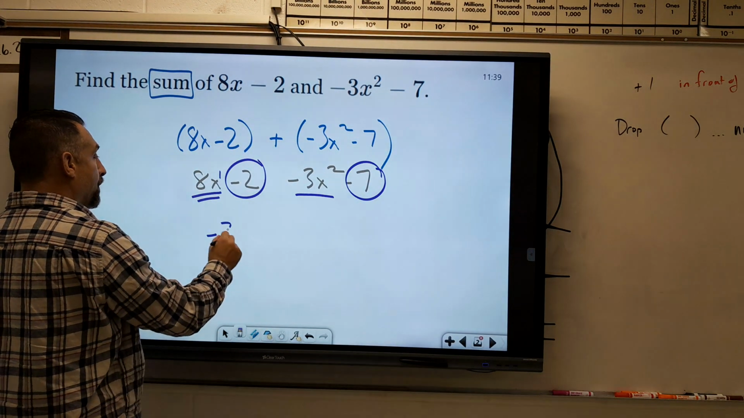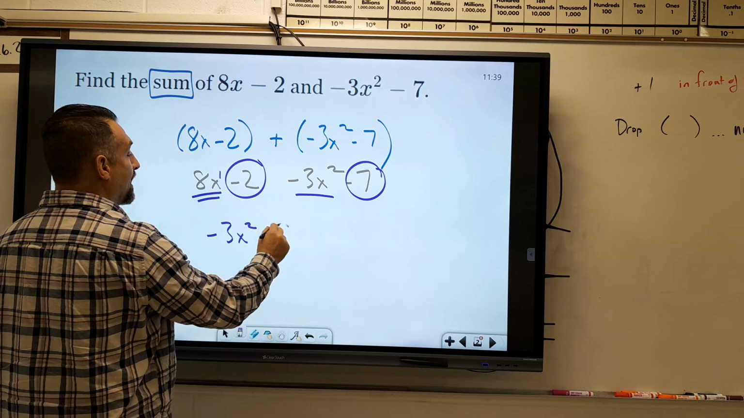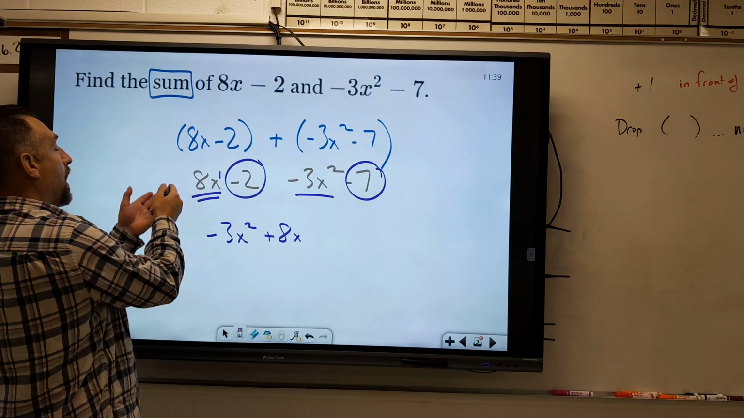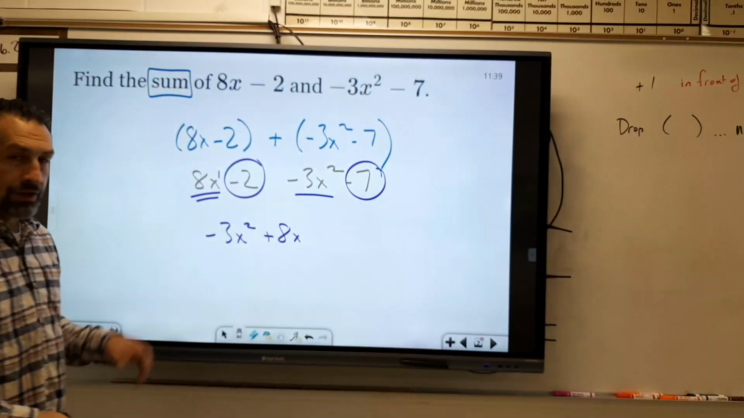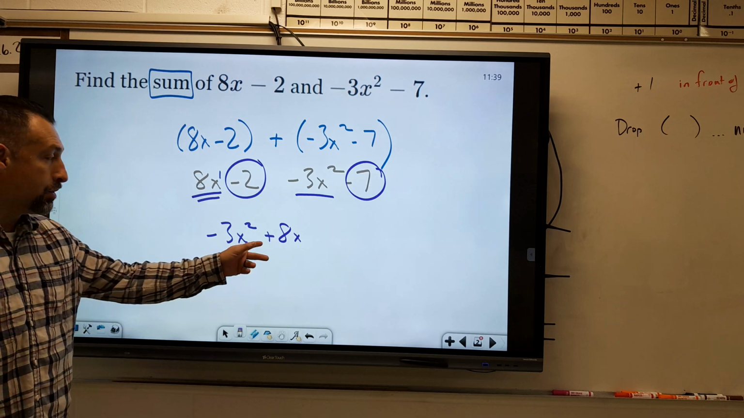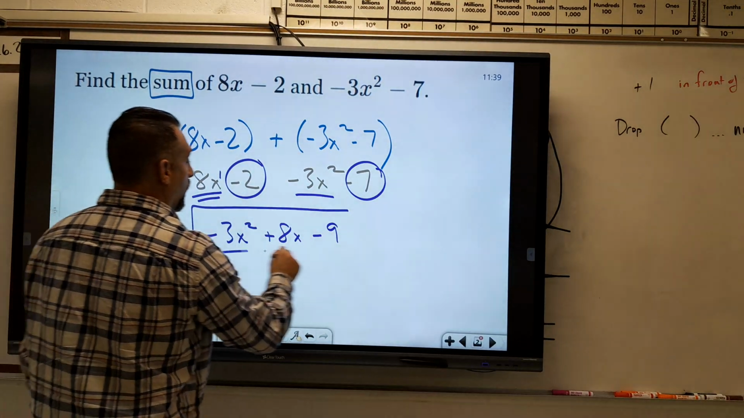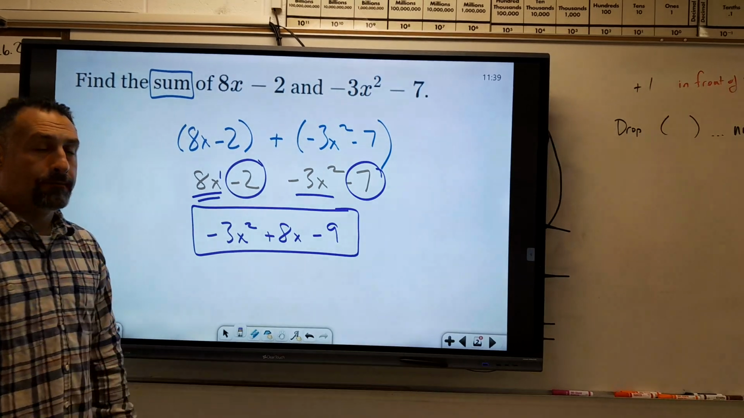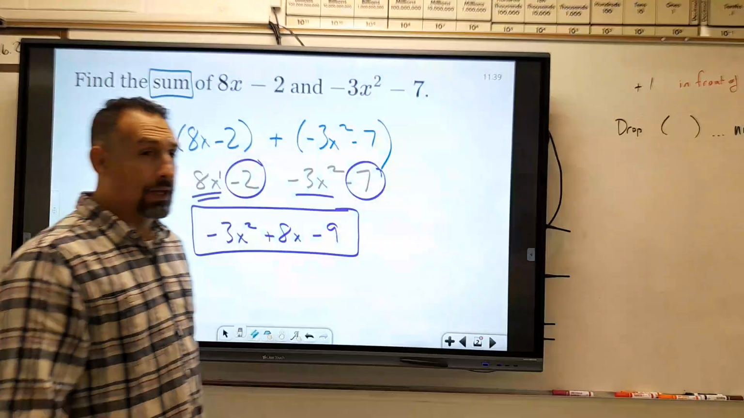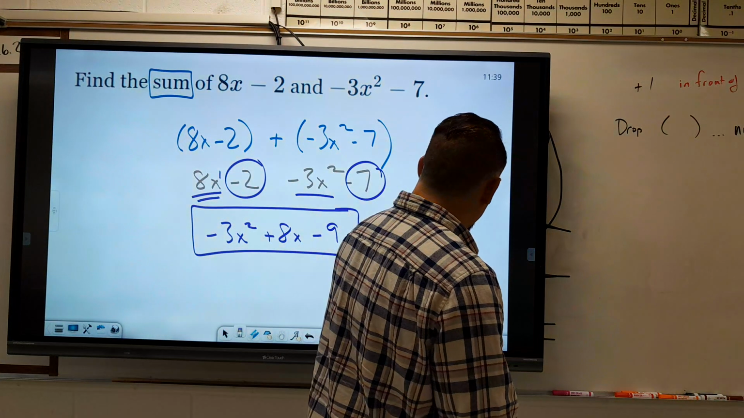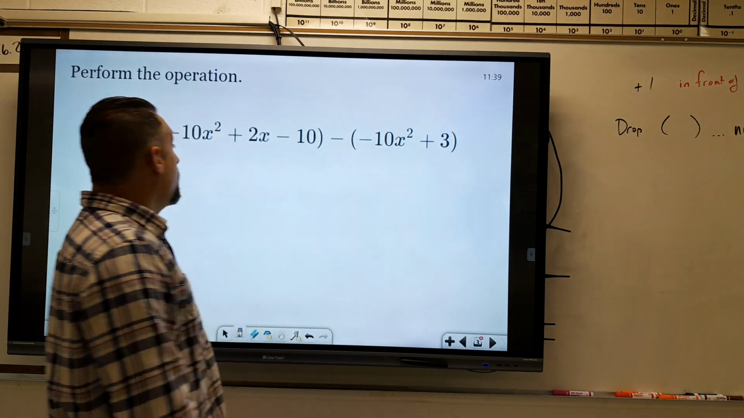So -3x squared plus 8x. And then we have to talk again. Why do we know that's positive? If there's nothing there, it's an understood positive, so we use a plus. And a -9. And then again, we have simplified this question as well. So we did something like that in class, again, with a lot of discussion.